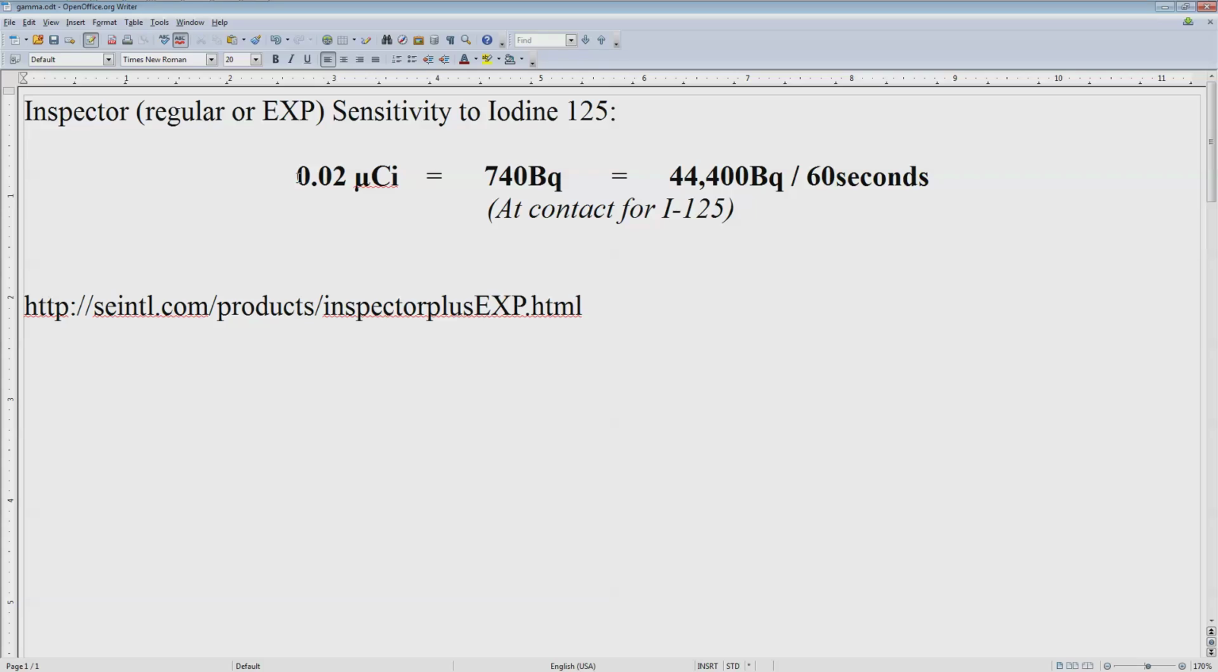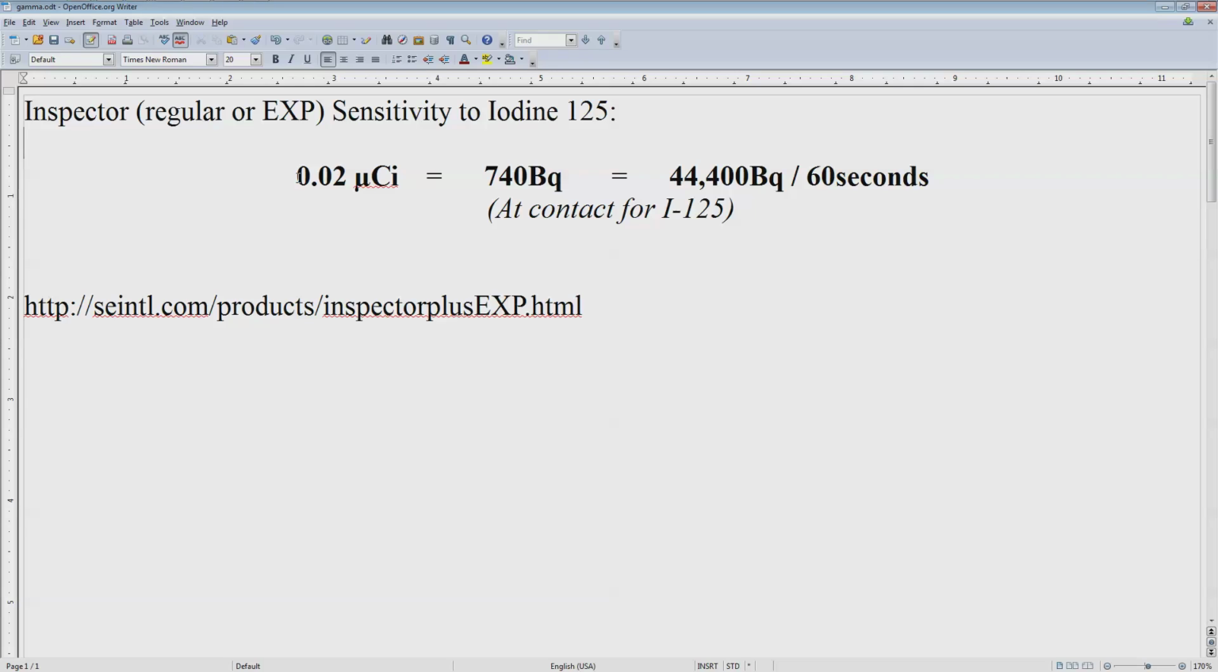speck of dust kind of point source, 0.02 microcurie, which is equal to exactly 740 becquerels. So they can detect 740 decays per second, which is 44,400 decays per minute. That's the minimum they can detect at contact for iodine 125. That means not diluted in water, or in soil, which would require more, because you have to take into account the linear coefficient of soil and water, since the gamma rays get somewhat blocked and attenuated.